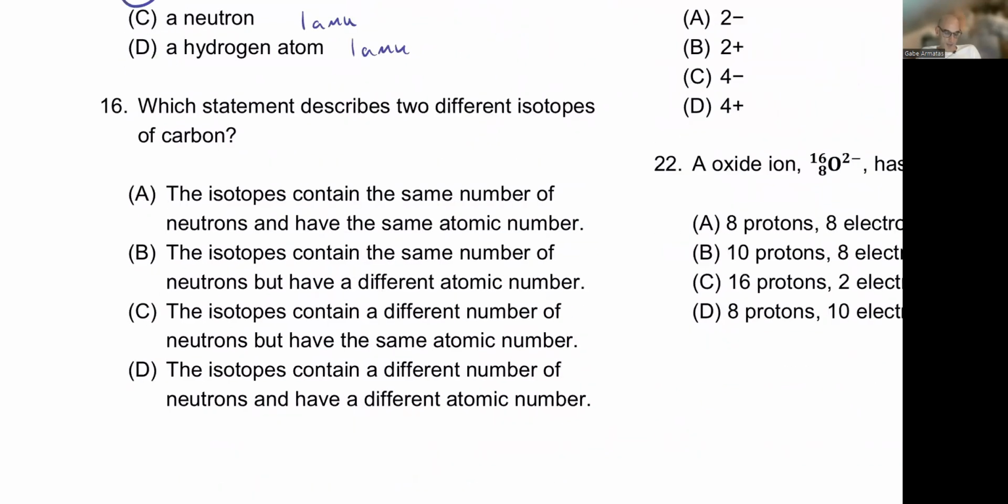Which statement describes two different isotopes of carbon? An isotope is the same element, which means that's the equal protons, different mass. So not equal, more or fewer neutrons are different.